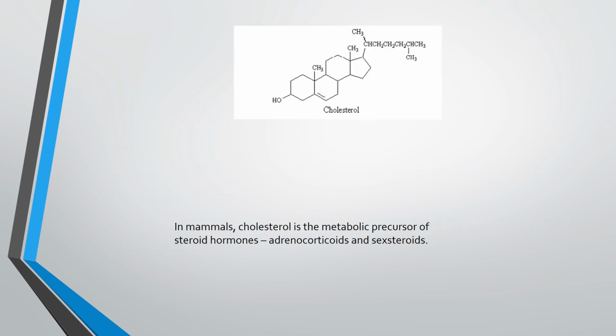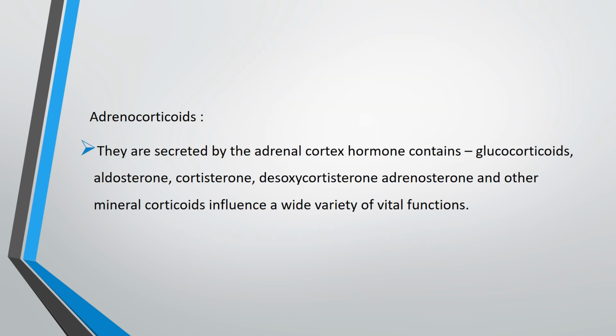This is the structure of cholesterol. If you look at this cholesterol, it contains the cyclopentanoperhydrophenanthrene ring structure nucleus. In mammals, cholesterol is the metabolic precursor of steroid hormones, adrenocorticoids, and sex steroids. These adrenocorticoids are hormones secreted by the adrenal cortex and include glucocorticoids, aldosterone, corticosterone, deoxycorticosterone, adrenosterone and other mineralocorticoids. It plays a variety of roles in living organisms.